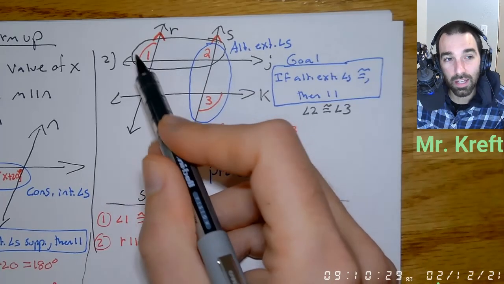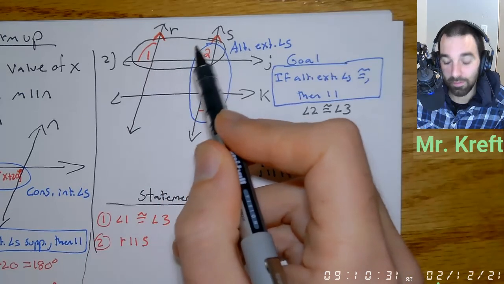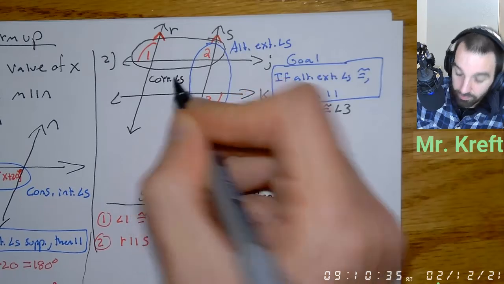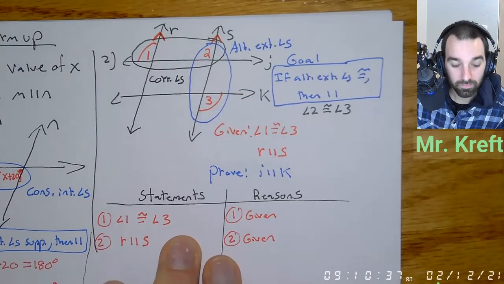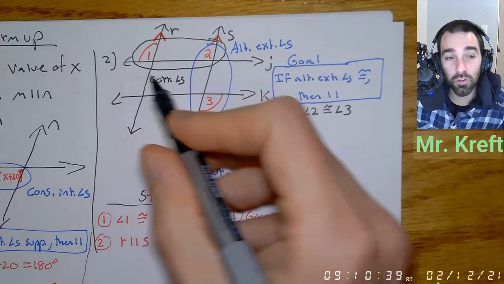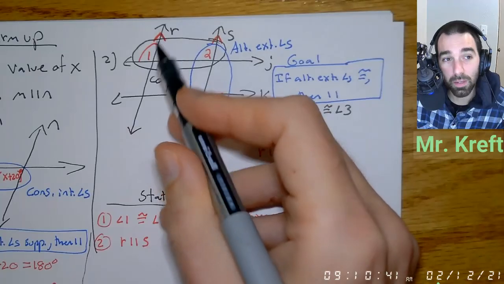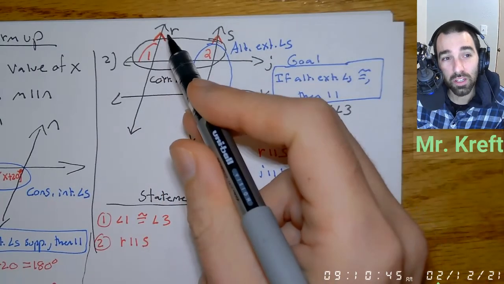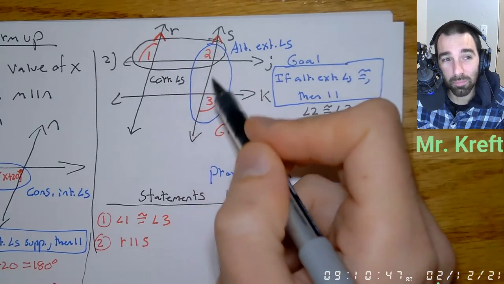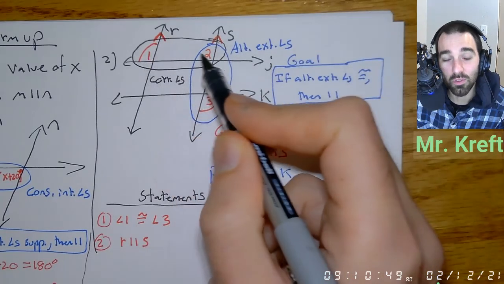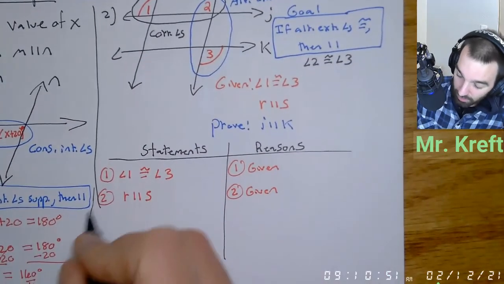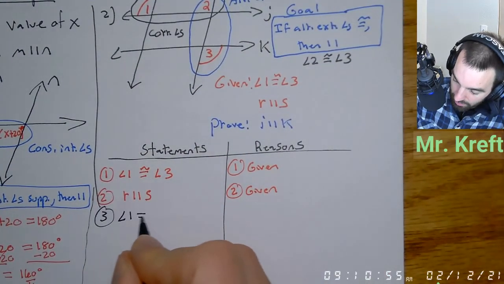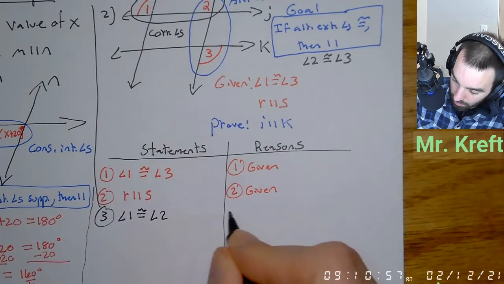So let's see. This is in the upper left. This is in the upper left. So these would be corresponding angles. Okay, so now that we know they're corresponding angles, are they on parallel lines? Oh my gosh, they're on parallel lines. So if they're corresponding angles and we have parallel lines, we know that these two angles are going to be congruent. So that can be my third step: angle 1 is congruent to angle 2.